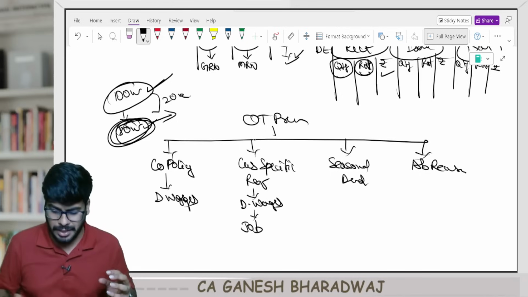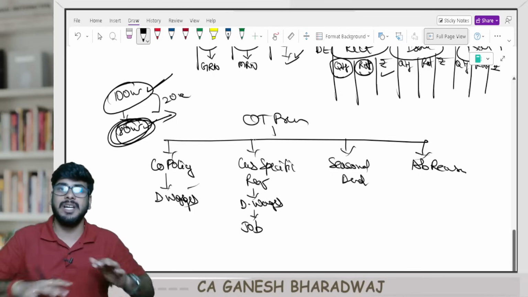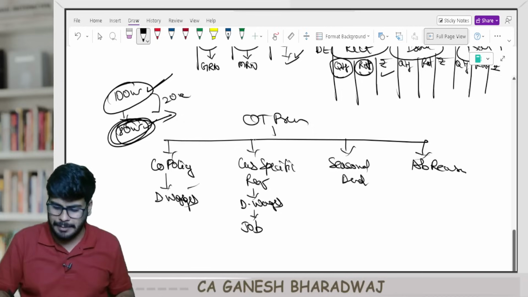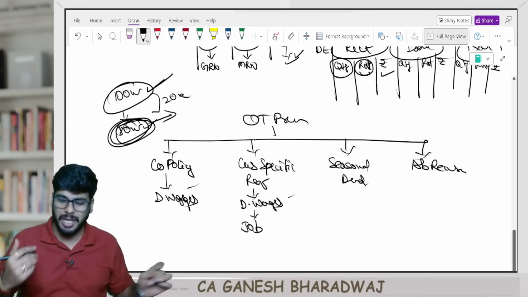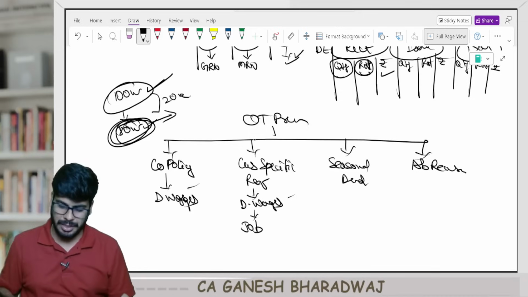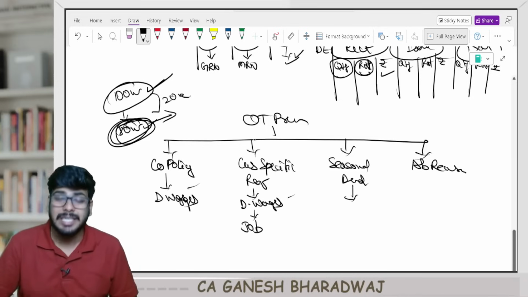But what is the difference between the first one and the second one? In the first one, I evenly apportion it to all the jobs, whereas in the second one, only for those jobs where the overtime was actually worked, I charge it to those specific jobs. Clear with this, guys? Then, number 3, seasonal demand.